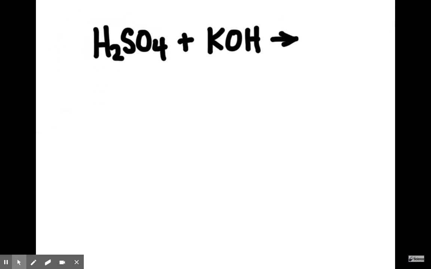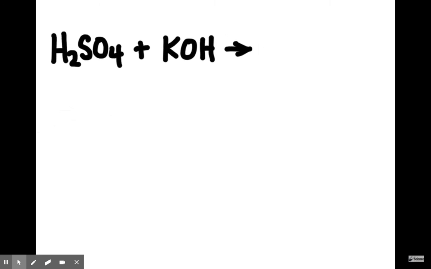Here's another example. Now, in this example, we have a diprotic acid. That is one with two ionizable hydrogens. That's this right here. So this is sulfuric acid that's going to react with potassium hydroxide. The same thing's going to happen where we'll have the hydrogens switching places with that metal that's in front.